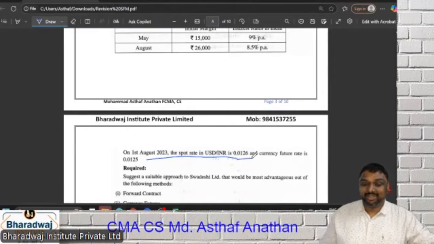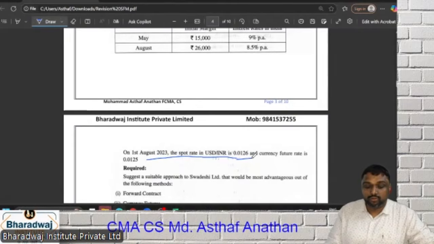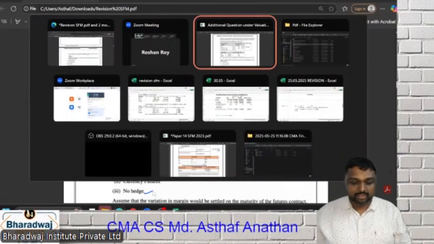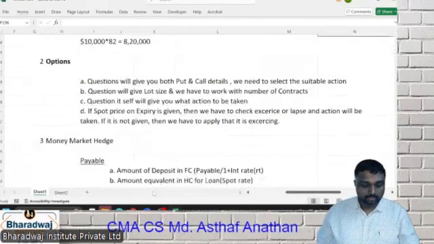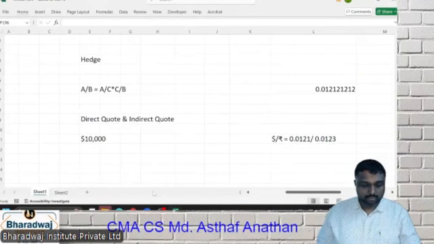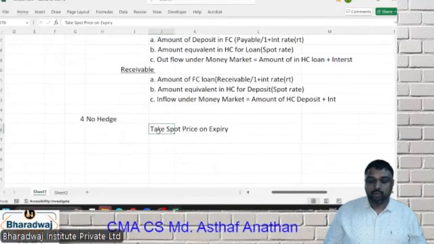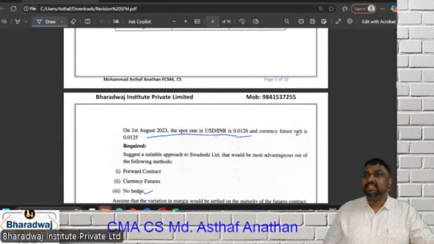Spot rate on expiry. Here also an indirect quote is given for currency future. That is the future contract. You know, whatever may be the price, you have to go with that price, which is 0.0126. And the future rate, that is the spot rate. This future spot rate will be useful for what? No hedging, because we discussed it. You can recall the theory concept we discussed for no hedge. No hedge: take the spot price on expiry. That is the reason they have given the spot price as 0.016 and the currency future on the date as 0.015.